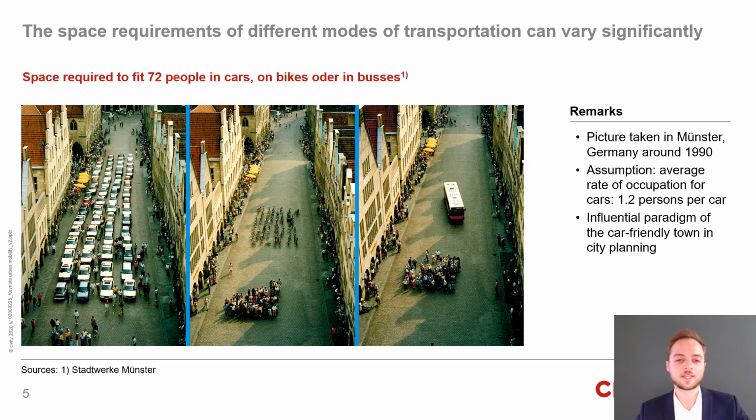To be fair, in this picture, it is assumed that on average 1.2 people travel in the same car. But the overall relation we see here between the different modes of transportation in terms of how much space they require really doesn't reverse or change if we assume a lower occupation rate for buses or a higher occupation rate for vehicles.